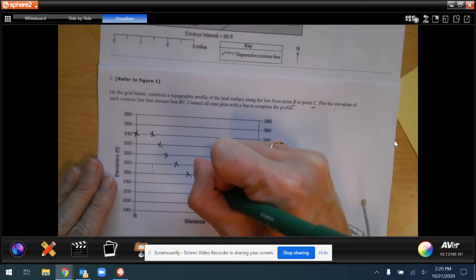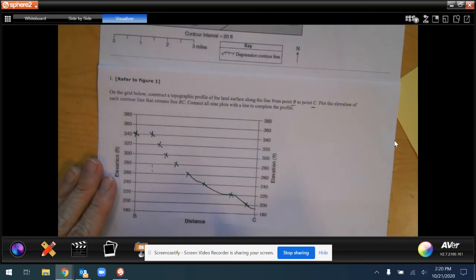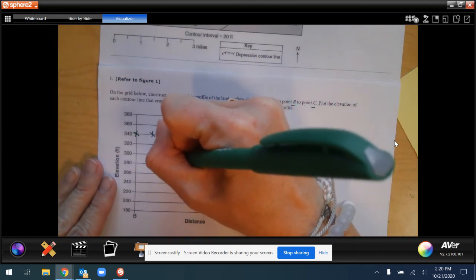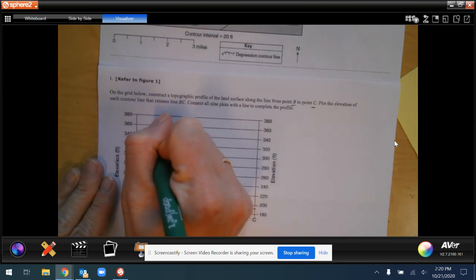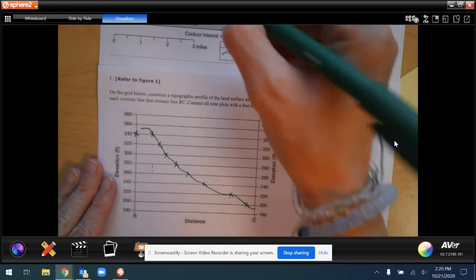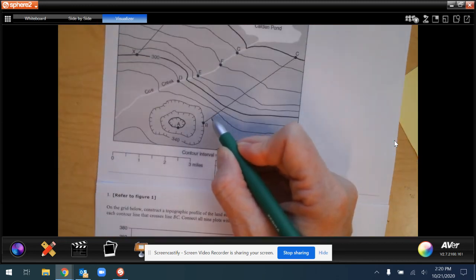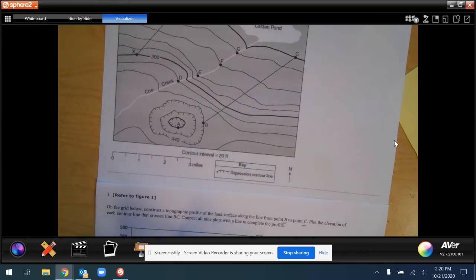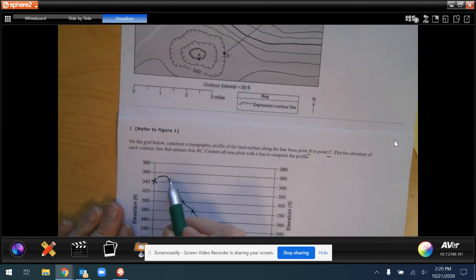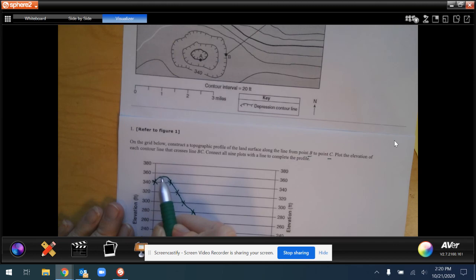We're going to connect all of our points with a smooth curve, so don't use a ruler to draw straight lines like you would in math. And once we get to this point, we're going to come up and over that 340 mark because our elevation should still be increasing between this 340 foot line and this 340 line, and then coming back down. The one thing I want to make sure of is that I don't go as high as that 360 foot mark, because we do not encounter a 360 foot contour line.